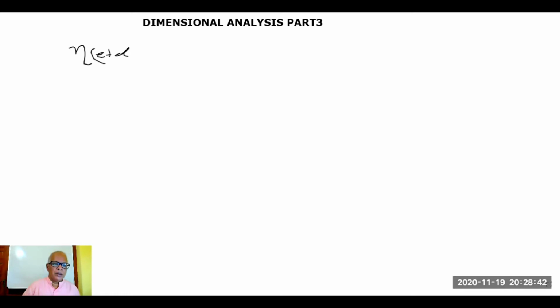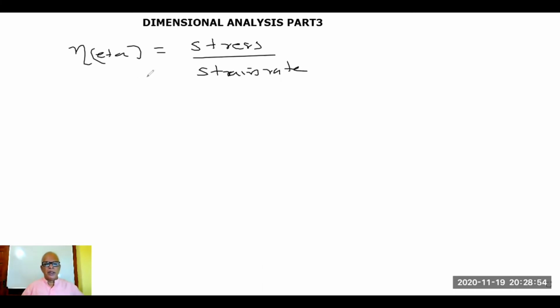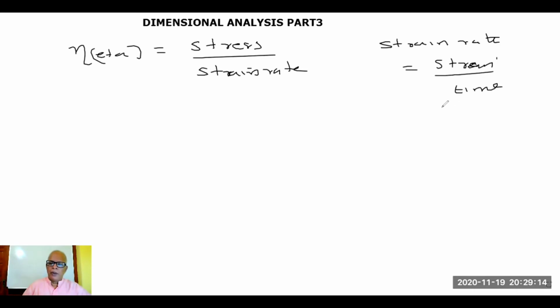Eta is equal to stress by strain rate, the easiest way. In NCERT, easiest way. Strain, what is strain? Strain rate is, don't by heart it, strain by time. So strain dimension, last video we saw, is equal to L raised to 0, by T, T minus 1, dimension of frequency, remember it.